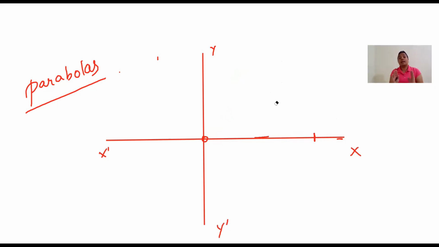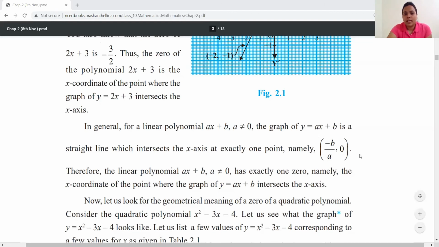If it is not cutting anywhere on the x-axis, just remember the graph has to cut the x-axis. That will be the value of the polynomial. If it is cutting the y-axis, we don't have to take that. We don't have to take any other values. Only the values where the graph, the parabola, and the x-axis are cutting each other, that will be the value of the polynomial. I'll show you the examples from the NCERT textbook so you can understand it better.